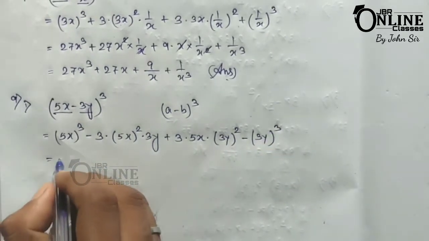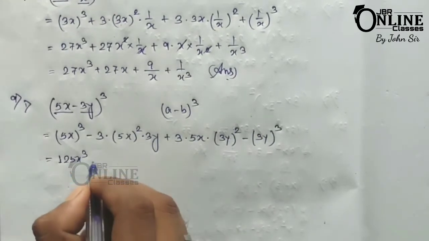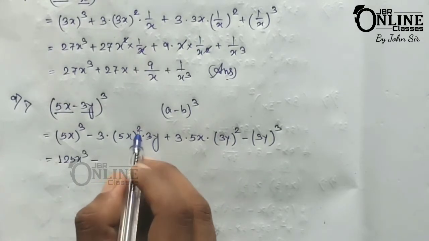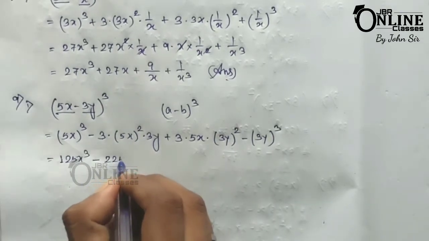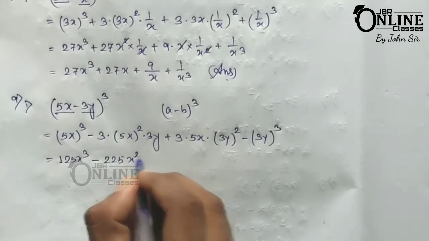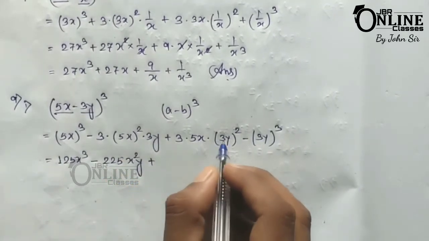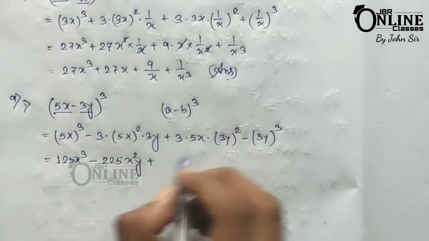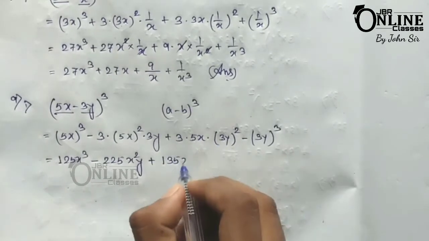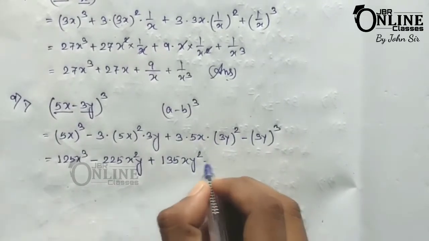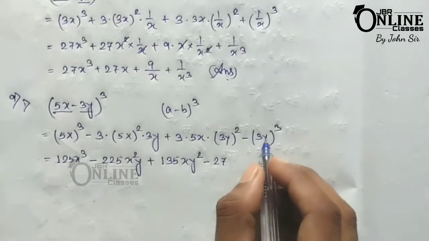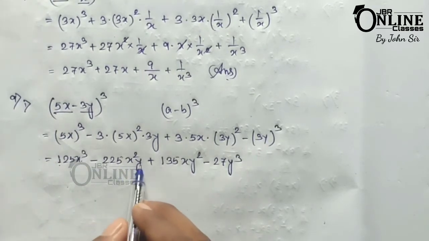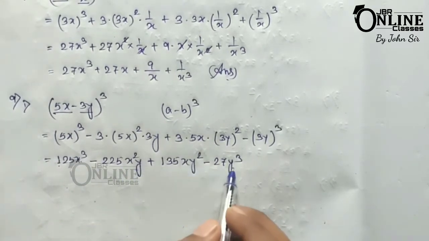So 5x whole cube means 125x cube. Here minus, now 3 into 3 is 9 and 5 square, 5 square means 25, so 25 into 9 becomes 225, and x square and y. Then 3 square means 9, and here 3 into 5 is 15. Now 15 into 9 becomes 135, and x, and y square. And the last one, 3 cube means 27, and y cube. So the final answer is 125x cube minus 225x square y plus 135xy square minus 27y cube.